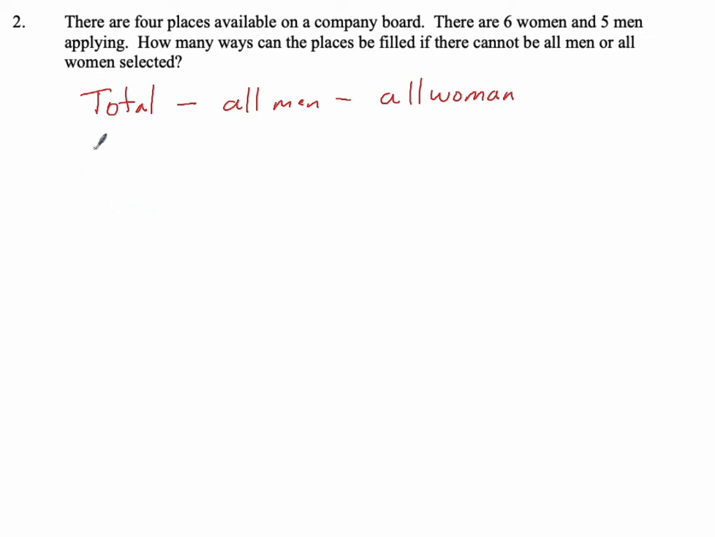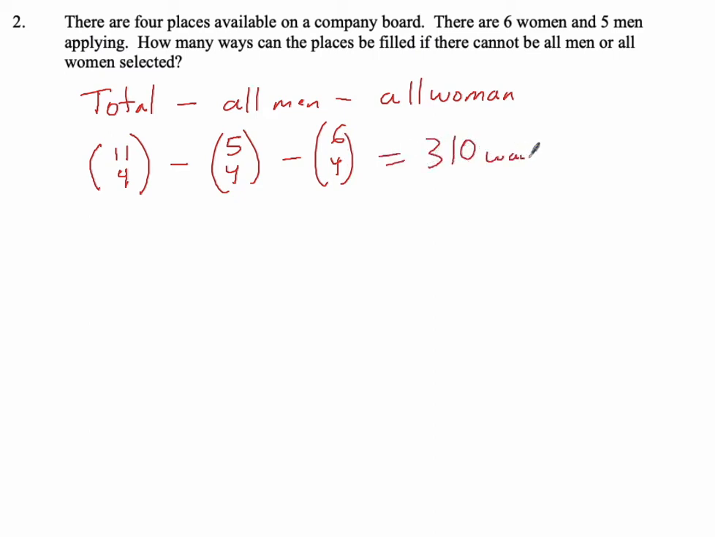So the total is, well, there's 11 people in total, and we're choosing 4. That's the total number of ways to choose committees of 4. The number of ways to choose it with all men is 5 choose 4, because there's 5 men and you're picking 4 of them, and all women is 6 choose 4. So if you type all that into your calculator, you get 310 ways.